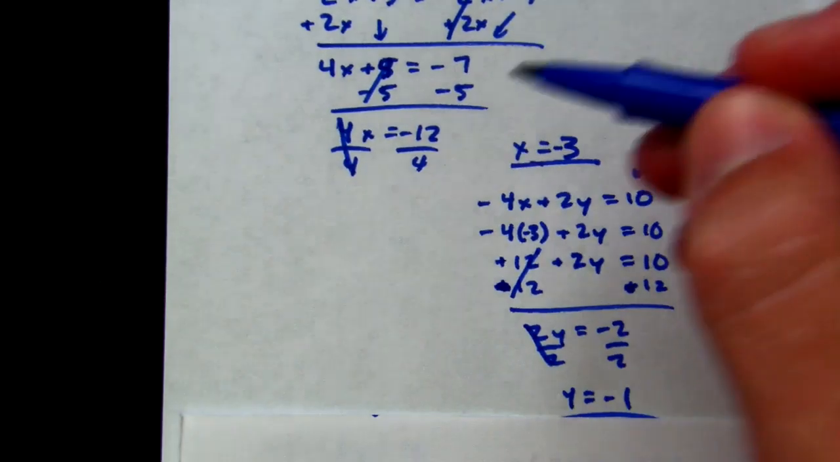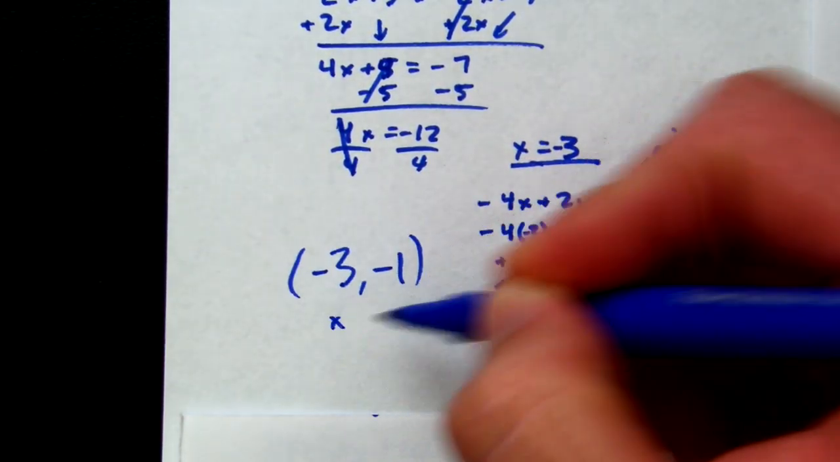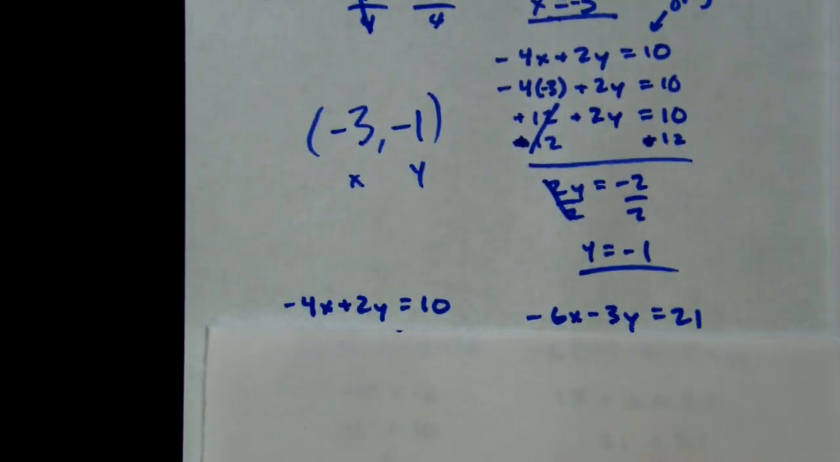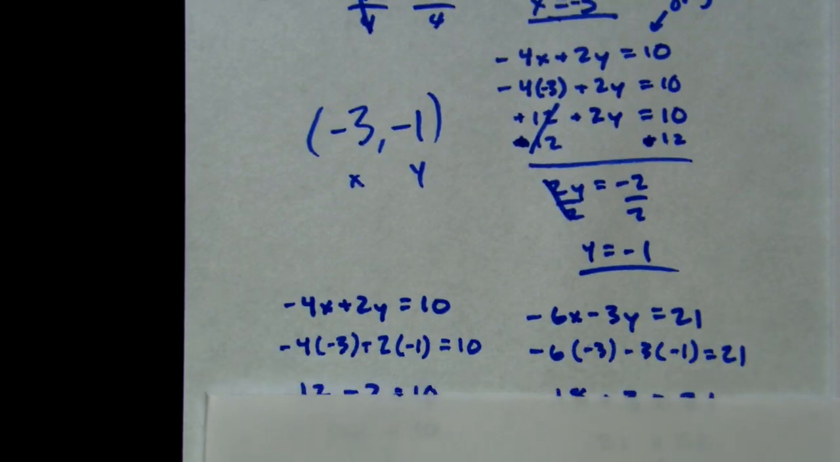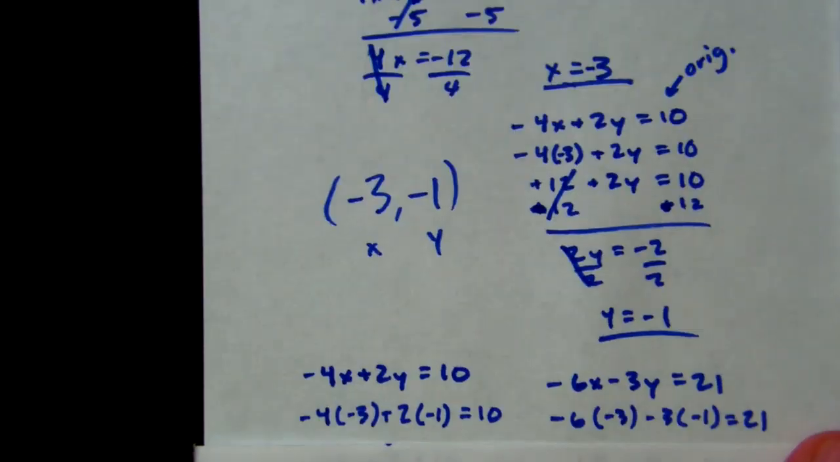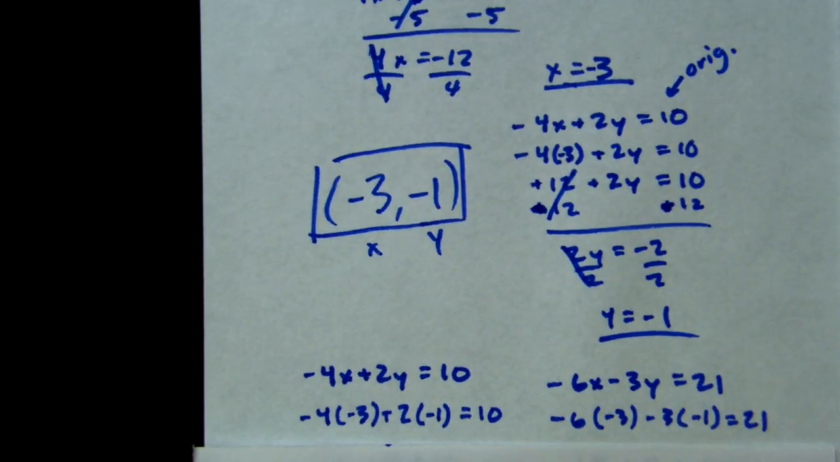So our coordinate point should be negative 3, negative 1. But we can check that by plugging it into our original equations like this. We plug in our x, we plug in our y, and we notice that they both check out. So this negative 3 comma negative 1 is our final answer.